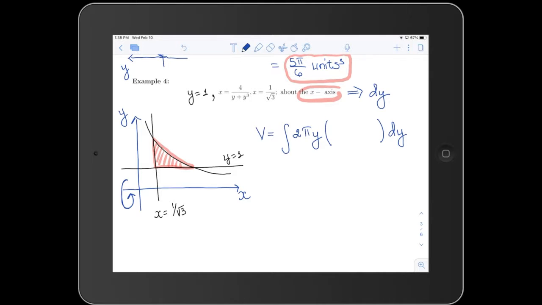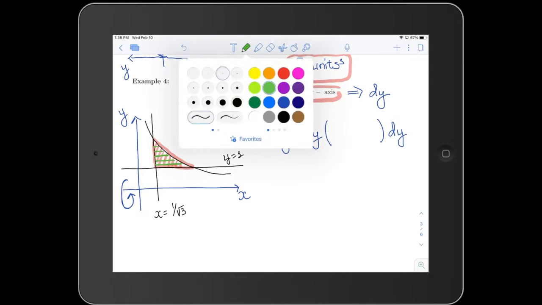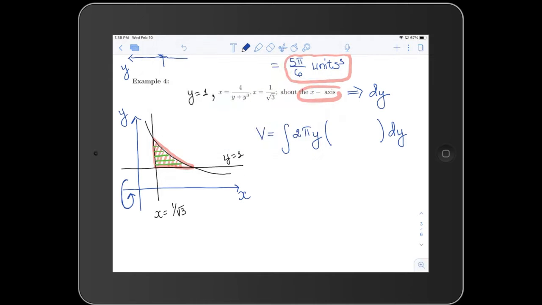So now we need to decide what is the top function, what is the bottom. Let me remind you how our height is computed. These are all the heights of our shells, right? The ones that I'm highlighting with this green color. Let me see if you guys can figure out what is the top function. What do you guys think? What would be the top function here?